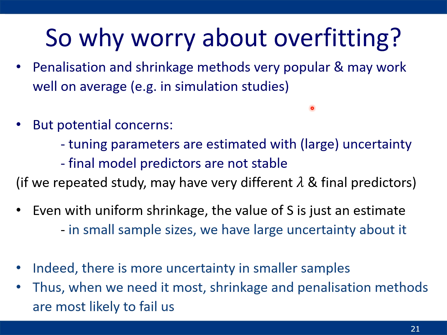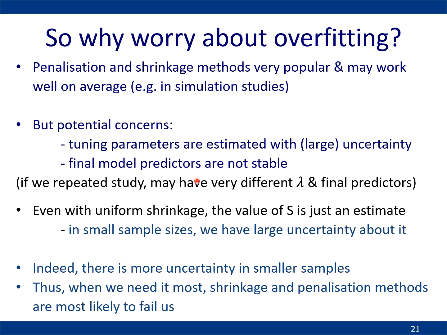An issue, though, is that in prediction model development situations, we're not thinking about on average, across all models that we develop. We want to make sure that the model we develop is reliable. So what are the concerns? Firstly, that tuning parameters are going to be estimated with large uncertainty and that your final model predictors are not stable. So if you repeated your study again, would you get the same lambda? Would you get the same set of final predictors? The lower your sample size, the worse this instability is going to be.